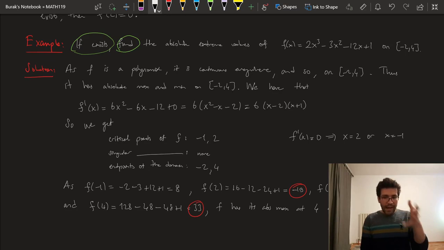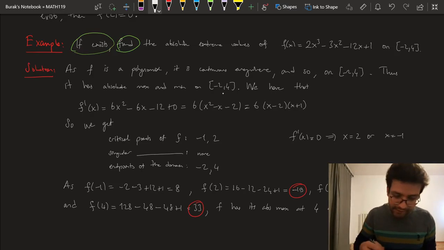Well, I'm talking about the absolute maximum and the absolute minimum because these values, if they exist, the value of the function, that's unique. On the other hand, it is possible that the maximum or minimum value occurs at multiple places. So it could have been the case that at some other point other than 4, I also get the value 33. So that would be fine. There can be multiple points at which your function attains its absolute maximum or absolute minimum.